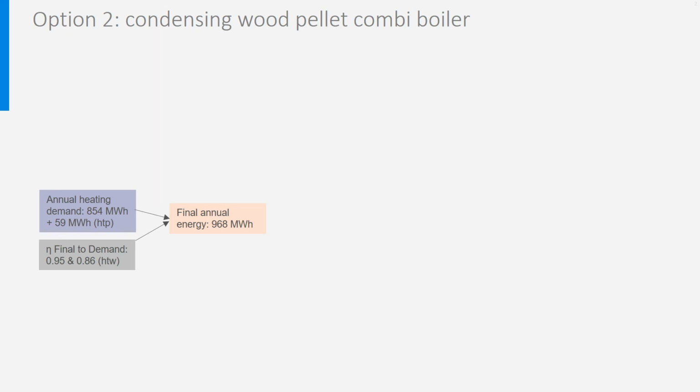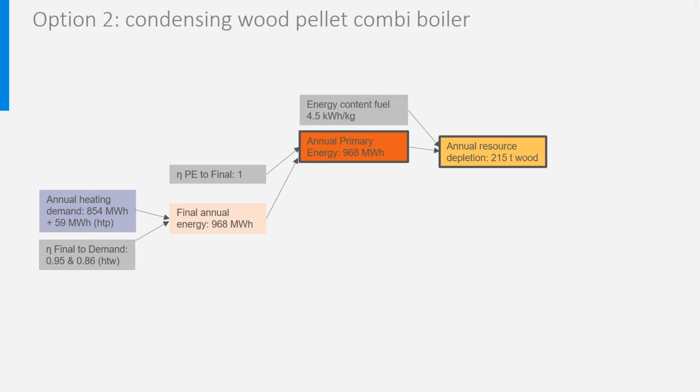Therefore, the efficiency from primary energy to final energy is 1, and the annual primary energy is 968 divided by 1 equals 968 megawatt-hour. Let's now consider the energy content of wood pellets. According to an earlier lecture, it should be 16.2 megajoule per kilogram, which is the same as 4.5 kilowatt-hour per kilogram. The resource depletion is therefore 215 ton wood.